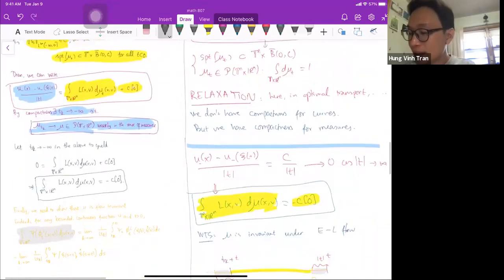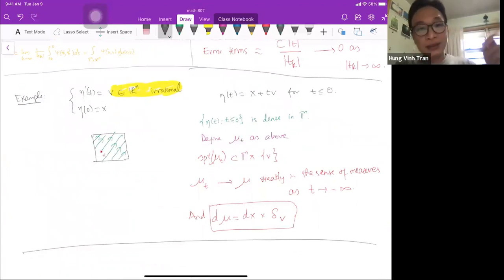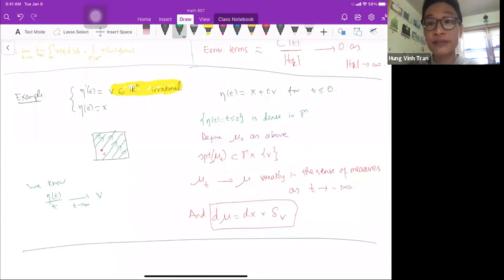Yeah. So for example, if you look into this example, I have these complicated curves, and of course I know that, okay. So what we know is that in this example, eta(t) over t, as t goes to infinity, or minus infinity or whatever, is just v. It's just a fixed direction. So we know the averaging limit.